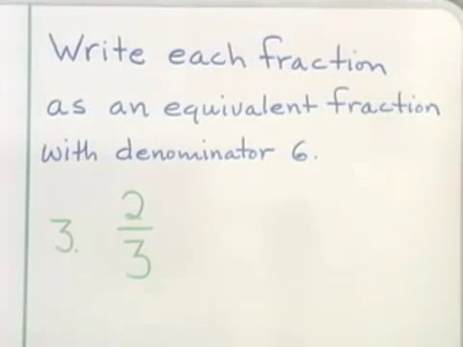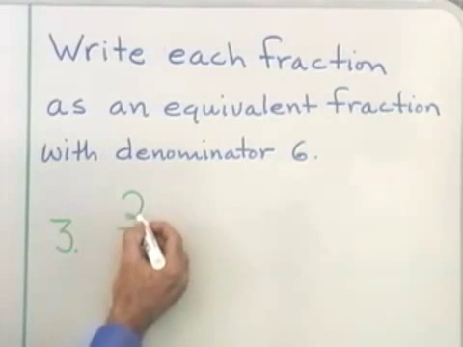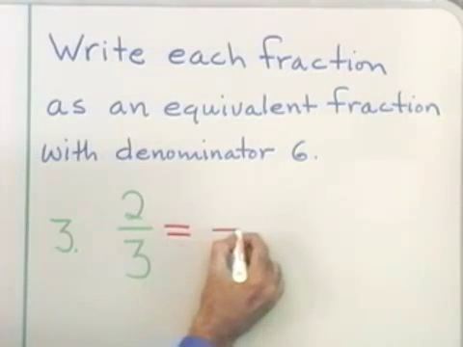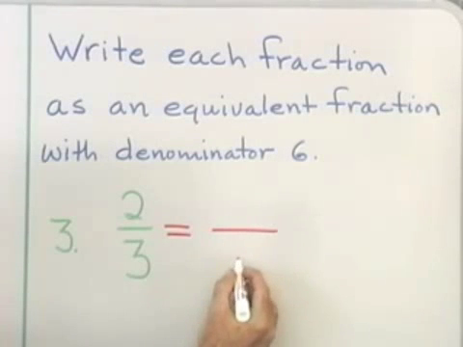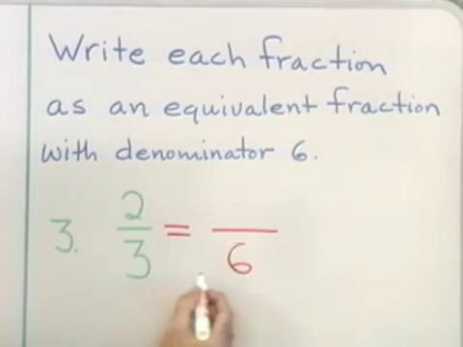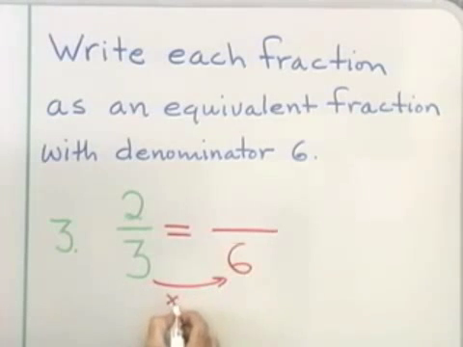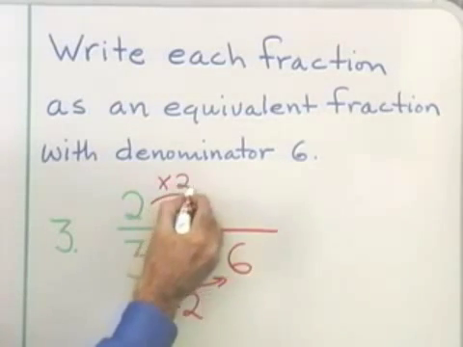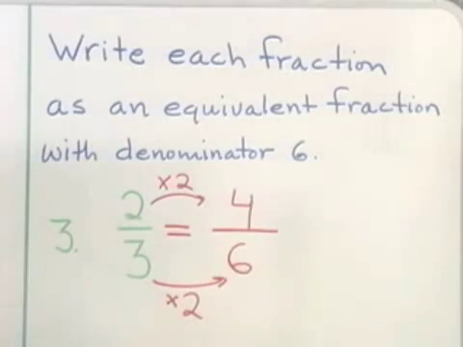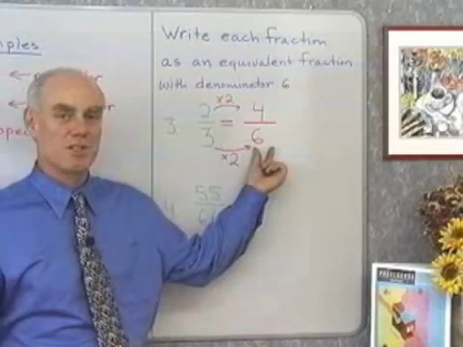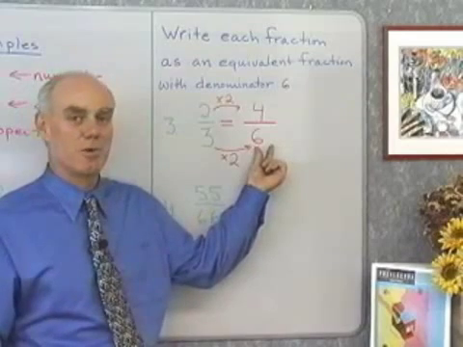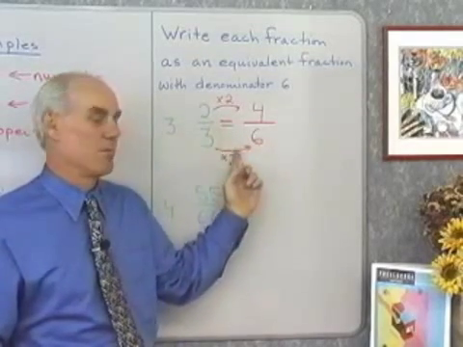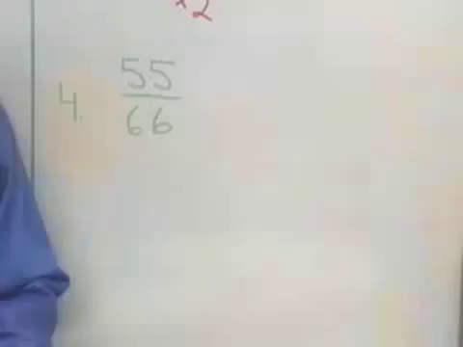Here I've written, write each fraction as an equivalent fraction with denominator 6. So here I have my fraction 2/3. I want to rewrite it as a fraction with a denominator of 6. In order to go from 3 to 6, I need to multiply by 2. So multiplying the denominator by 2 will produce a denominator of 6. If I do that to the denominator, I have to do the exact same thing to the numerator. So 2/3 is equivalent to the fraction 4/6, and I produce 4/6 by multiplying the numerator and denominator of this fraction by 2. Let's look at our second example here.